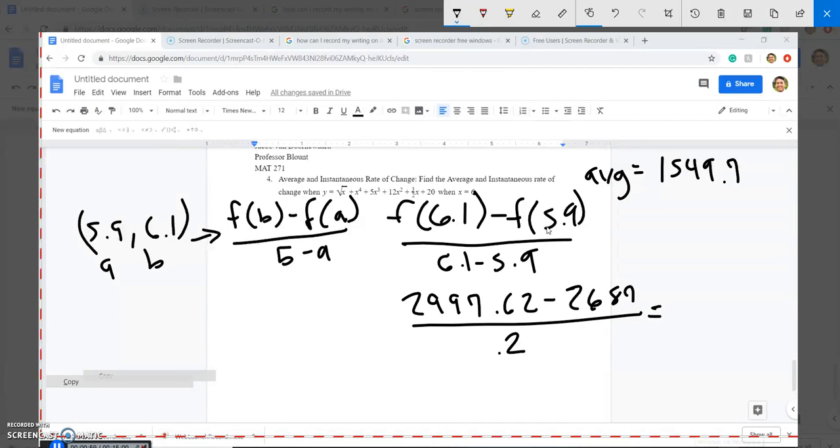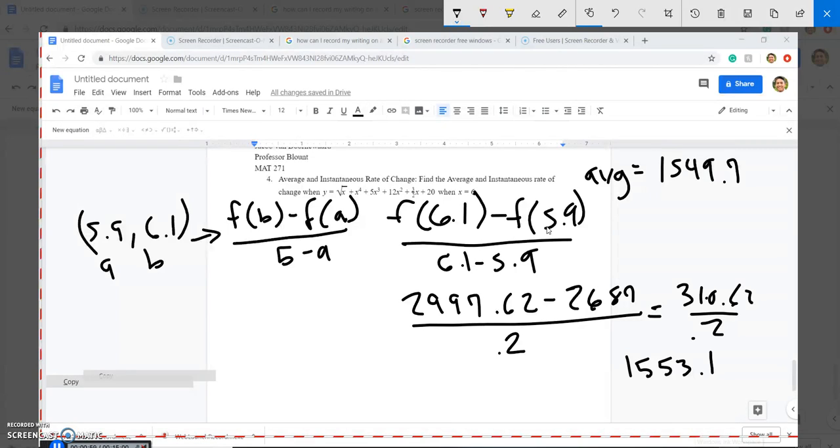And then we simplify this. And this gives us an answer of around, let me plug it into the calculator real quick, 2,997.62 minus 2,687. That gives us 310.62 divided by 0.2. And that gives us 1553.1.